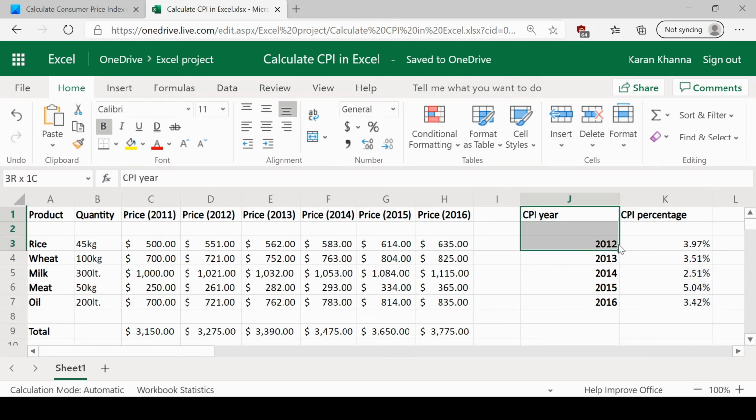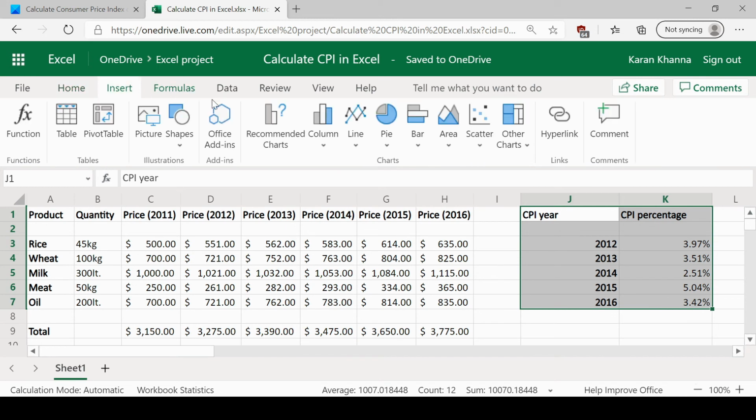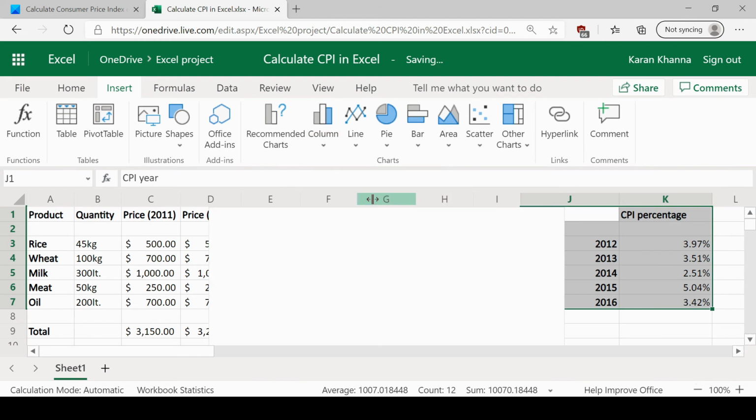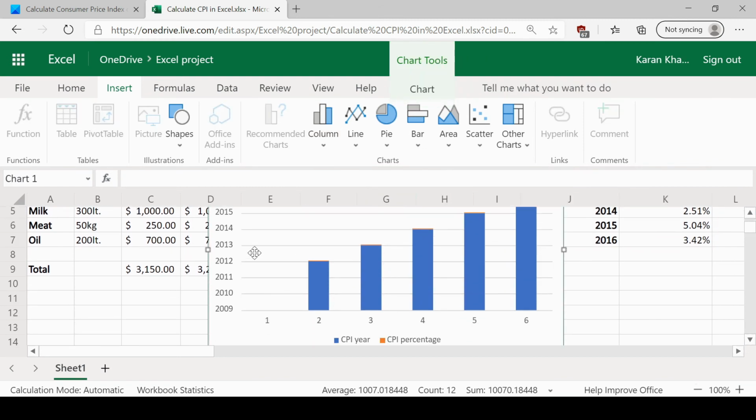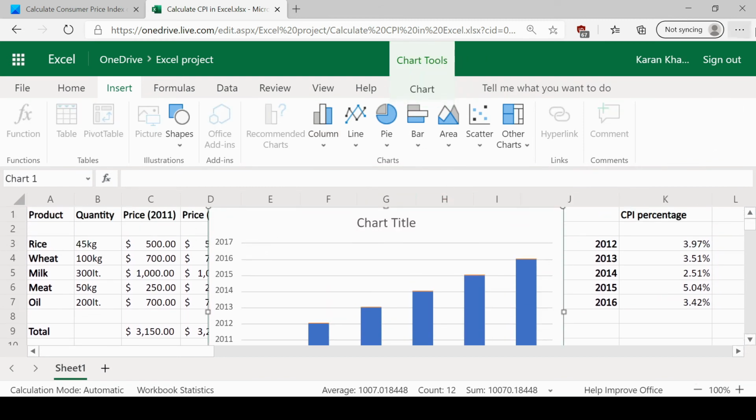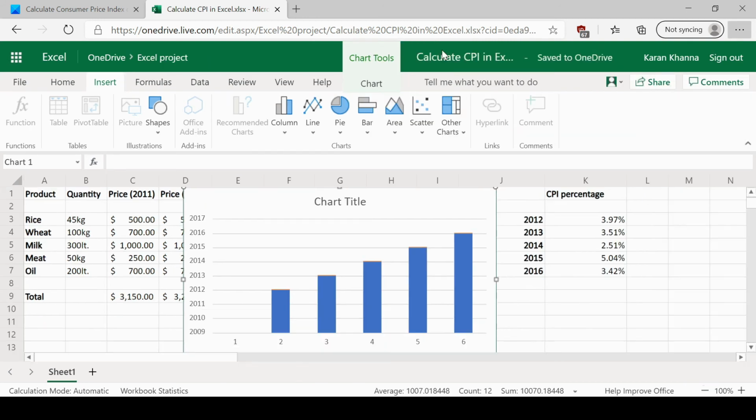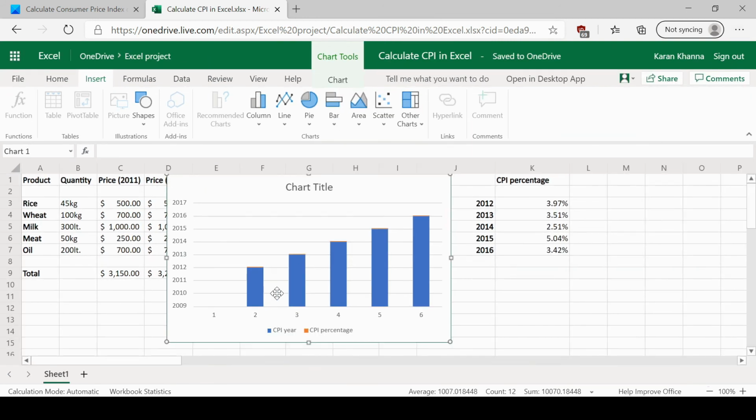How would we create a graph out of it, and what kind of graph should we create? Simple. Select this and go to Insert. Then either select a bar graph or a column chart. Let me prefer a column chart and click on it. Here's a column chart. It's a little larger in size. Here you can see it, the CPI years and the percentage across each year.